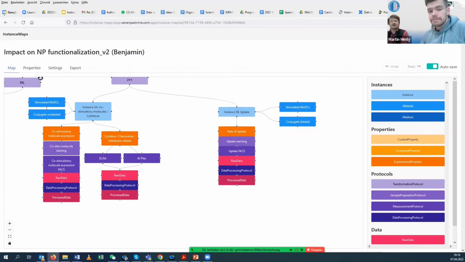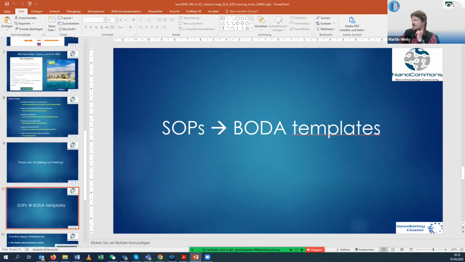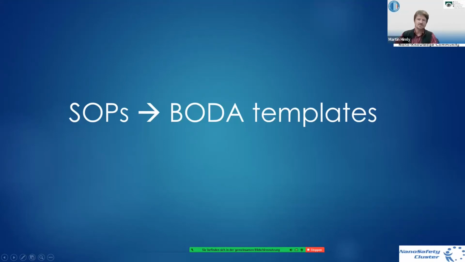Good. Okay, so in order to wrap things up a little bit, going back to some slide format. We have shown you how standard operating procedures may be linked into the instance map, maybe cut into several pieces, into modules that would be required and could be implemented at different positions in your workflow as being of relevance for some of these assays.